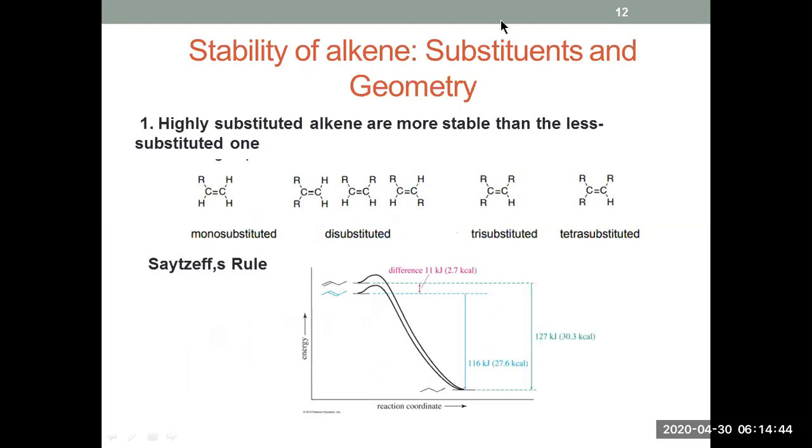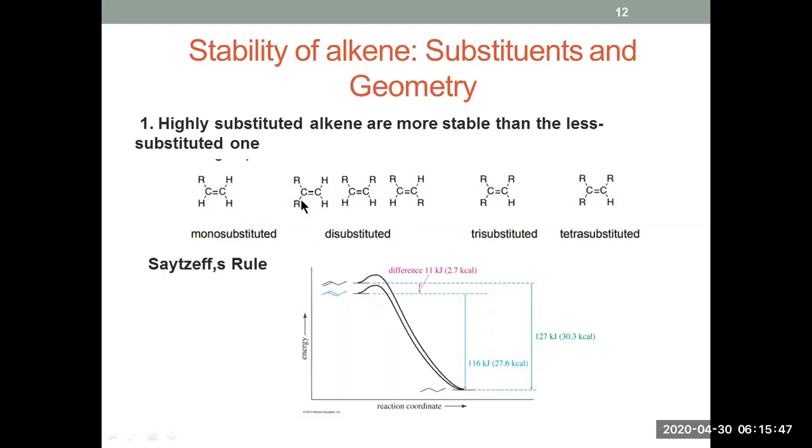Now, the stability of alkenes. Alkenes are stable. There are two basic parameters. Number one, their substitution, and number two, their geometry. Substitution is important. How many substituents are present determines its stability. It will be more stable if it is highly substituted, and less stable if it has fewer substituents. So this is the criteria. If the carbon-carbon double bond is present in a terminal position, it is less substituted as compared to a carbon-carbon double bond in the middle of the chain, which is more stable and of lower energy.